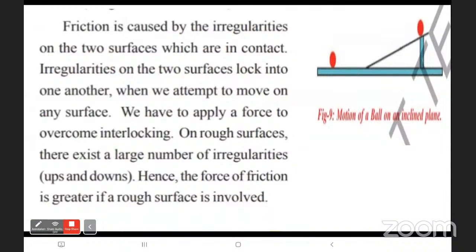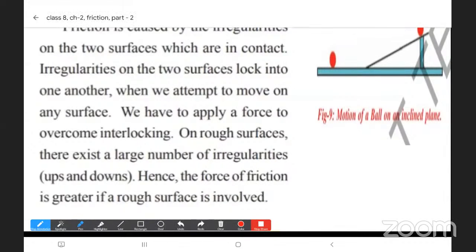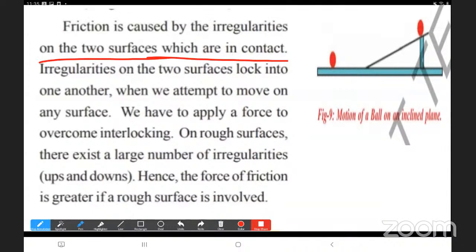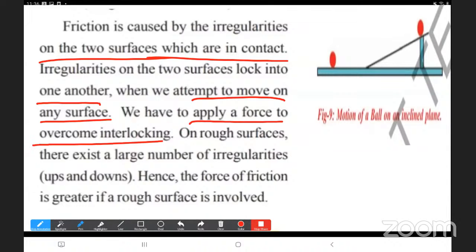Here, friction is caused by the irregularities on the two surfaces which are in contact. So the irregularities on the two surfaces lock into one another. When we observe the surface very closely, we observe the ups and downs on them. When we attempt to move on any surface, we have to apply a force to overcome the interlocking.